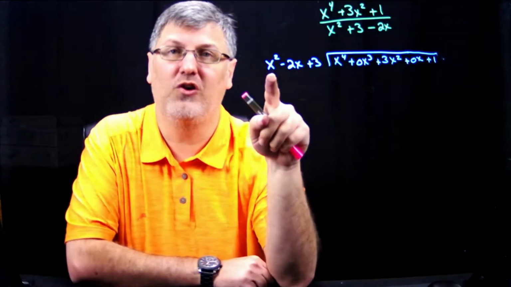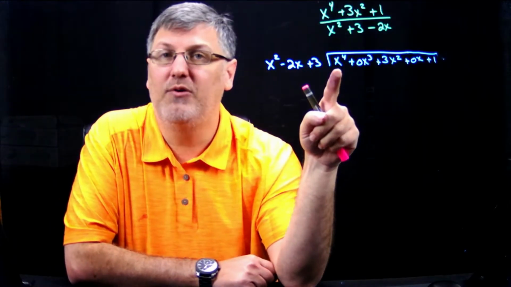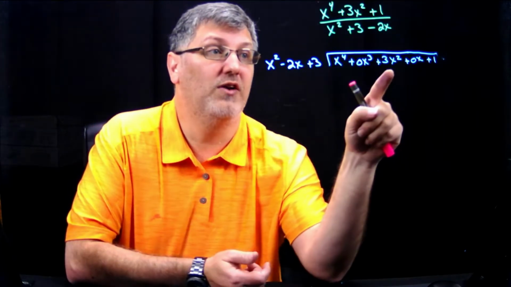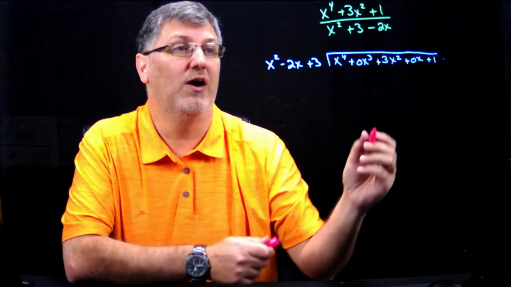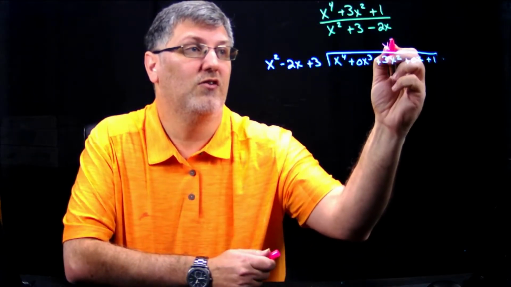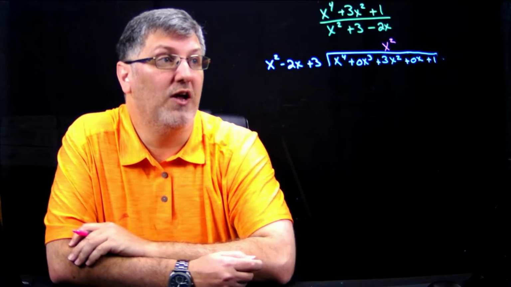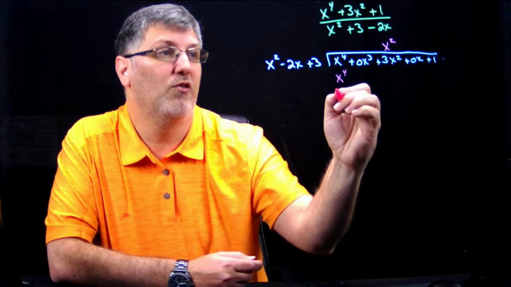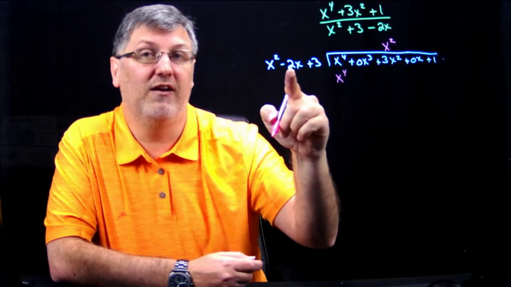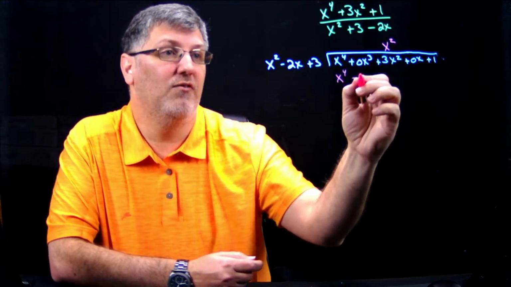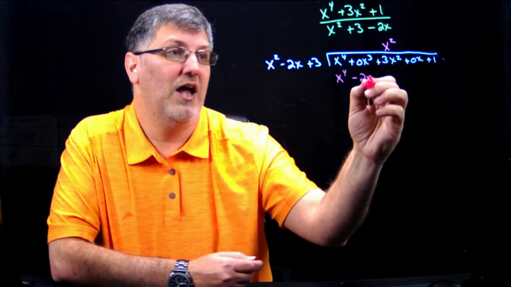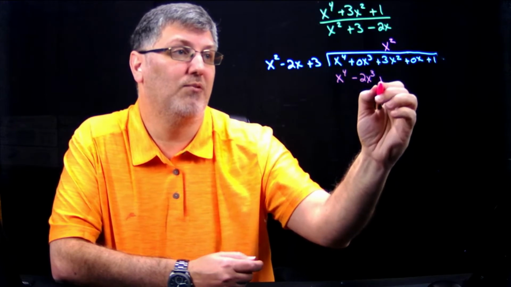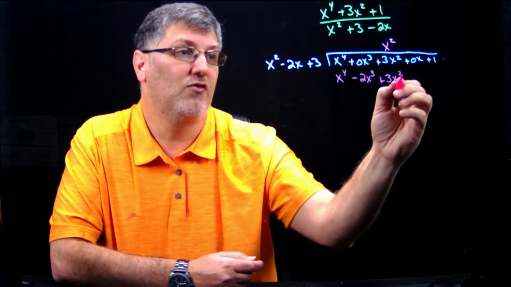We're going to look at my first term, x squared, and I'm going to ask myself, how many times does x squared go into x to the fourth? Well, it goes x squared times. So I'm going to come over here to my x squared column and write x squared. Then x squared times x squared gives me x to the fourth. x squared times negative 2x gives me a negative 2x cubed. x squared times 3 gives me a plus 3x squared.